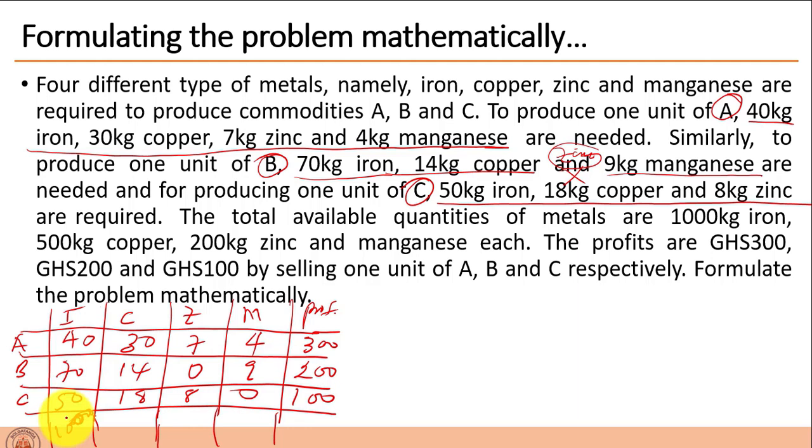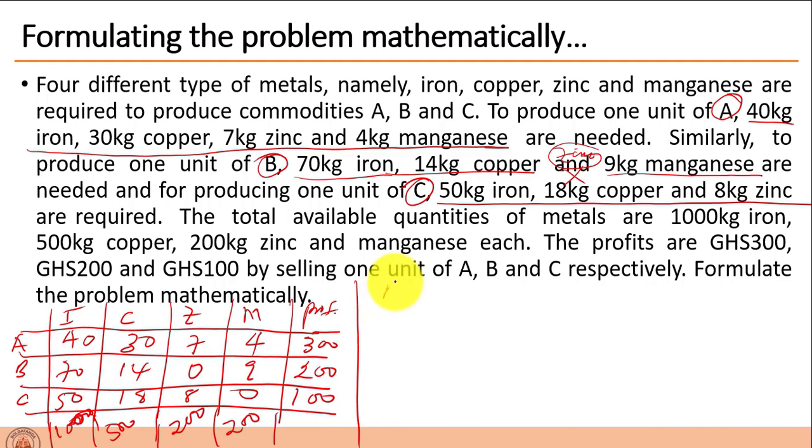Then I have copper. Copper is 500 kilograms. Put 500 here. Zinc is 200, and then manganese is 200. So this is the table that describes the whole question that we just read. The next thing is to now write out your equations one after the other.